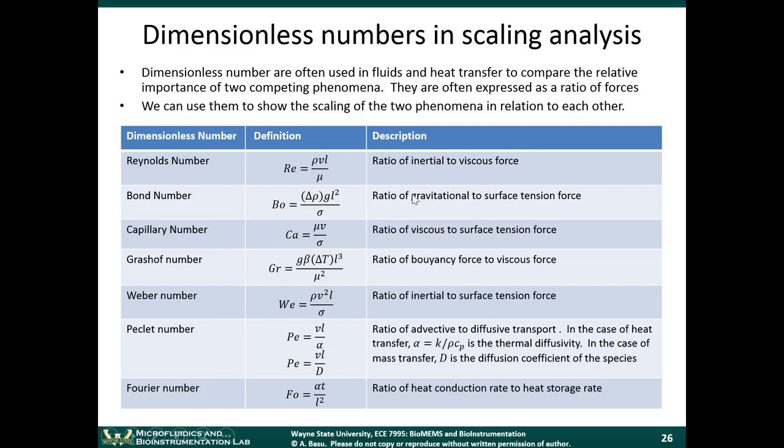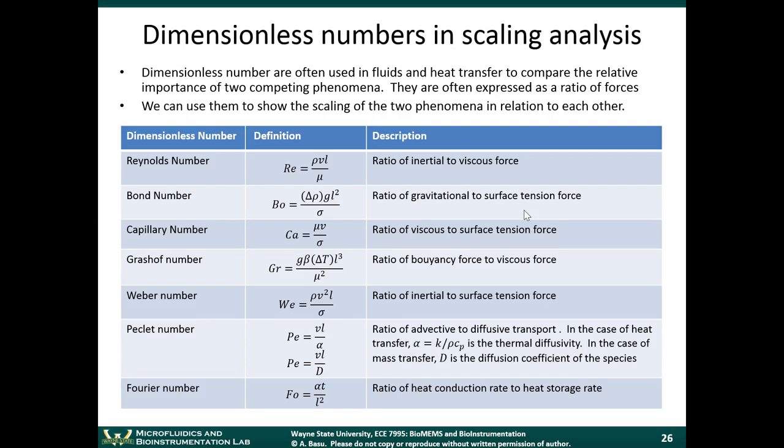The Bond number is another example. This is the ratio of gravitational to surface tension force. Imagine a droplet. I work a lot with droplets, so I bring up these examples quite often. The droplet has a certain gravitational force that would cause it to fall down. The surface tension force is the force that keeps it circular. If you didn't have surface tension, the droplets would not appear spherical. We'll go over that on the next slide.